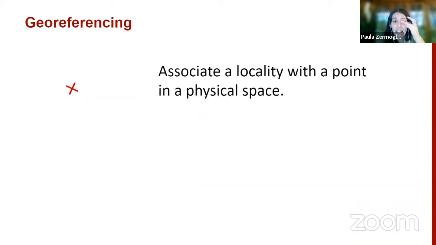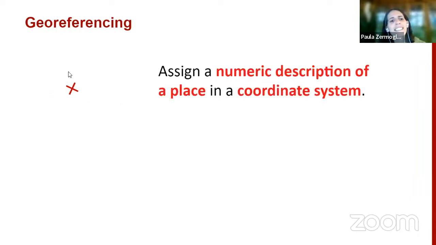So given that we're talking about georeferencing already, let's define what georeferencing is. So this X here is a location that we want to georeference, and georeferencing means to associate a locality, this locality, for example, with a point in a physical space. To be a little more specific, it is to assign a numeric description of a place in a coordinate system.